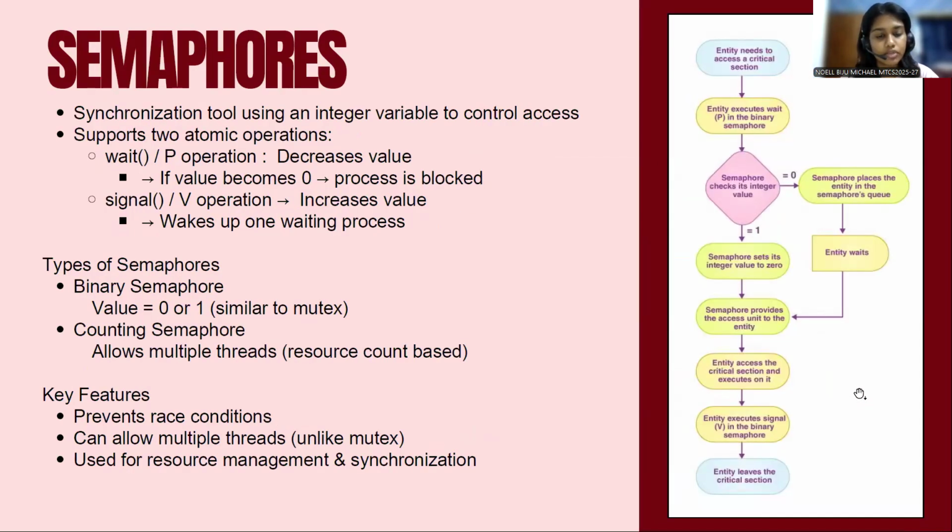Next, we have semaphores. A semaphore is a synchronization mechanism that uses an integer value to control access to shared resources. It works using two operations, wait and signal. The wait operation decreases the value and blocks the process if the resource is not available, and the signal operation increases the value and wakes up a waiting process. We have two types of semaphore, binary semaphore and counting semaphore. A binary semaphore has the value of 0 or 1, and a counting semaphore allows multiple threads.